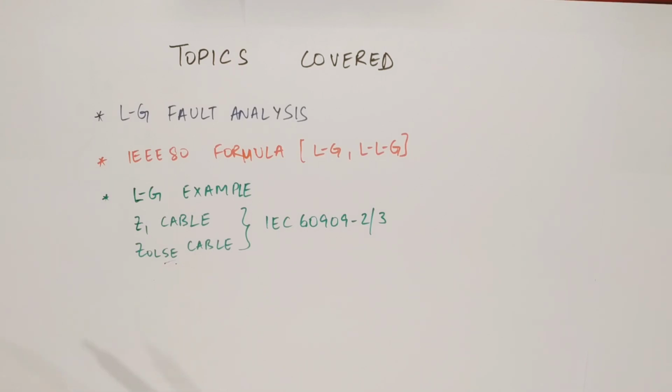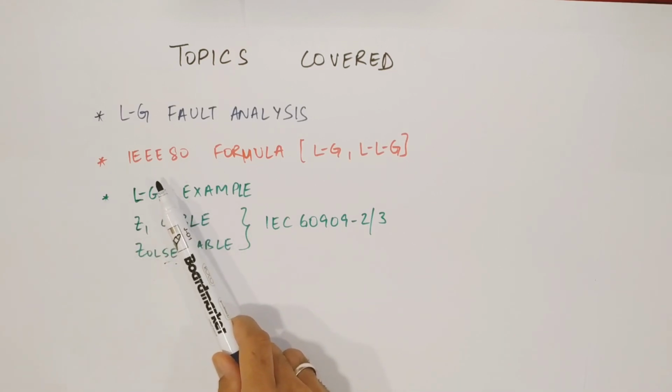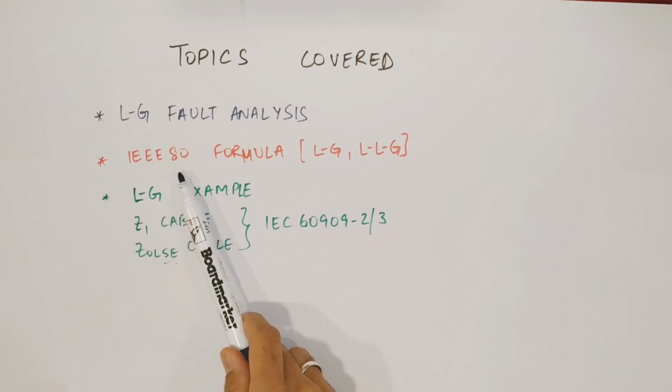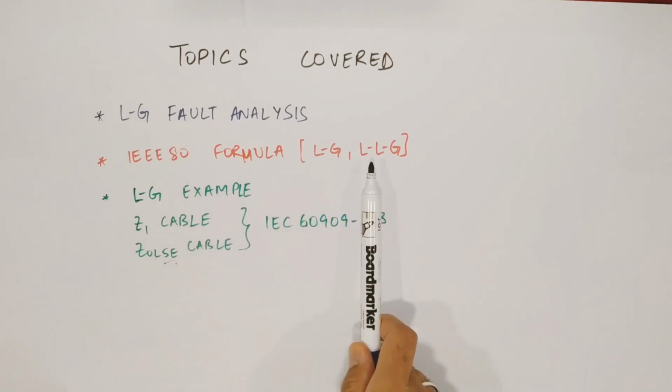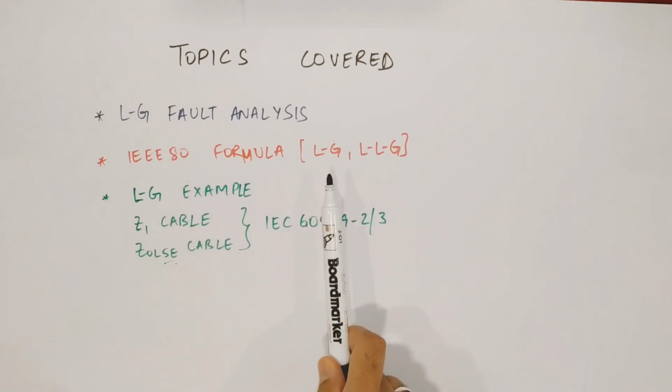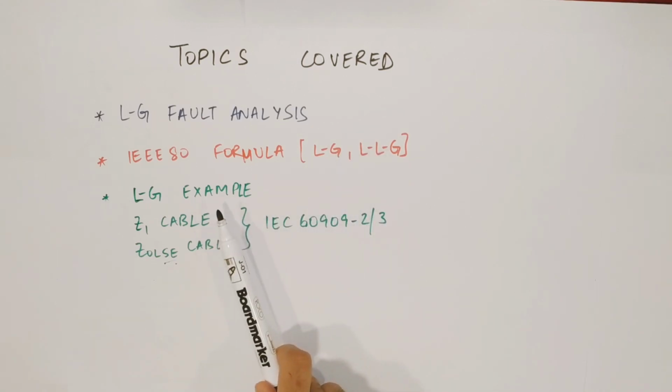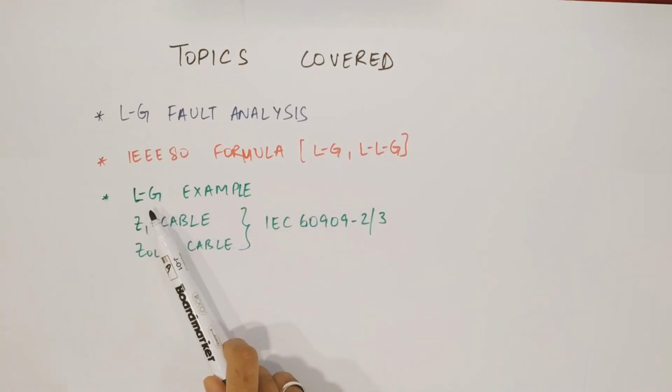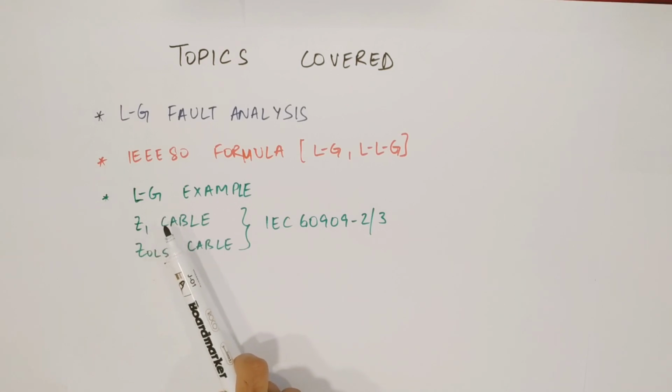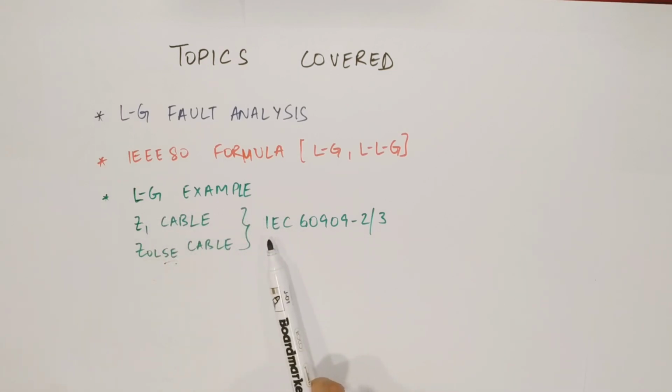In this lecture, we'll be studying single line to ground fault analysis. We'll be deriving the formula. Then we'll be understanding the formulas mentioned in IEEE 80 for single line to ground fault and double line to ground fault, and discussing the worst case. At the end, we'll be dealing with one of the examples of single line to ground fault using the formulas mentioned in IEC 60909.